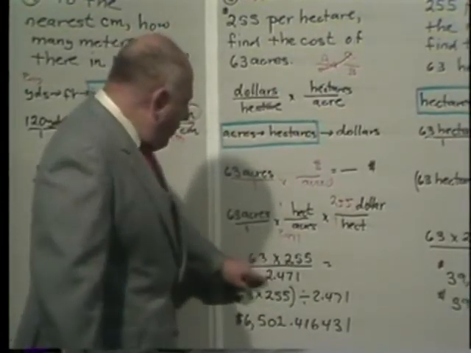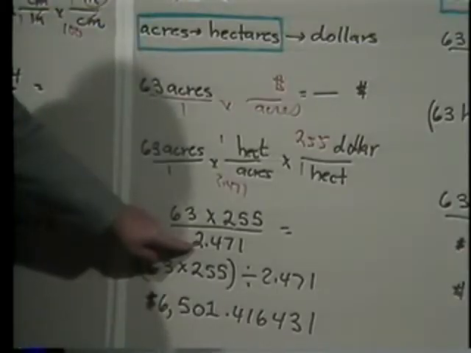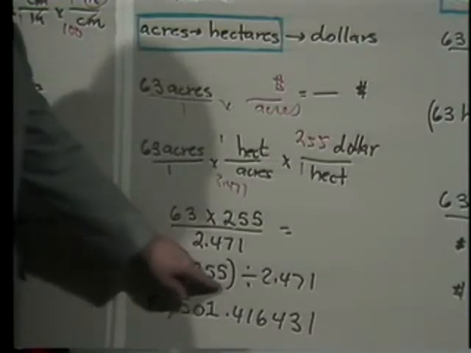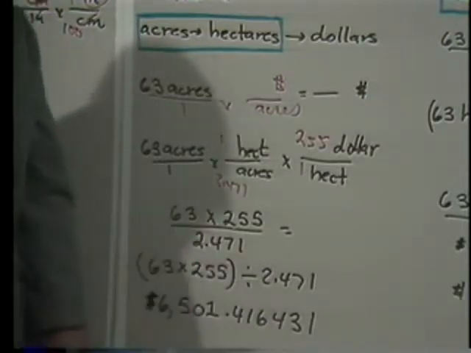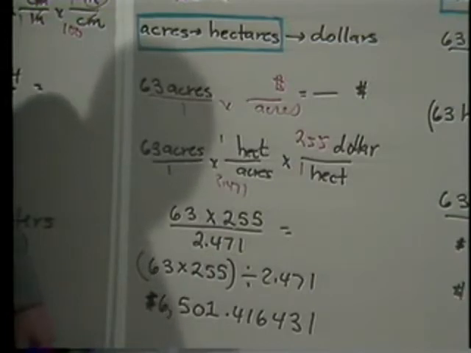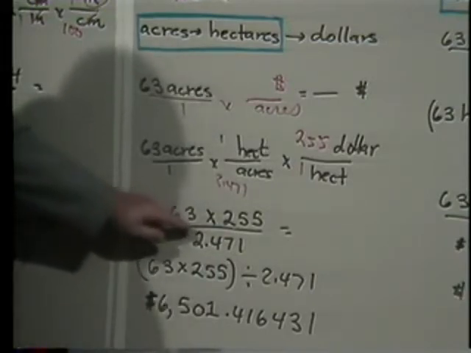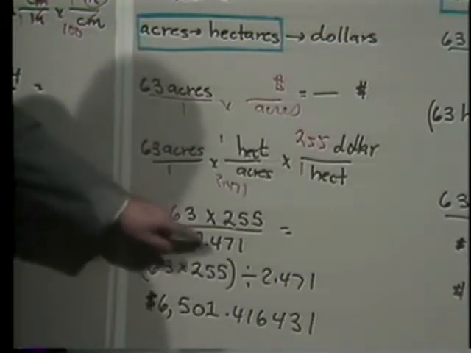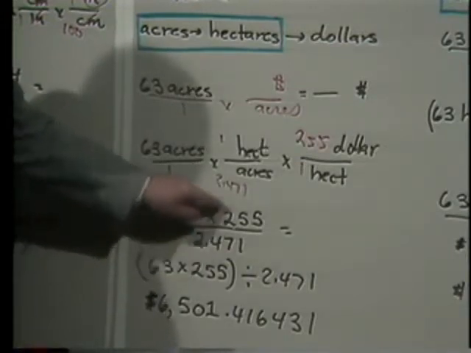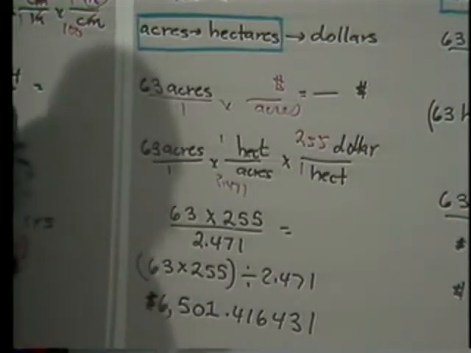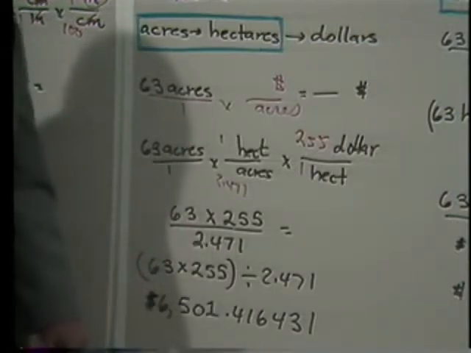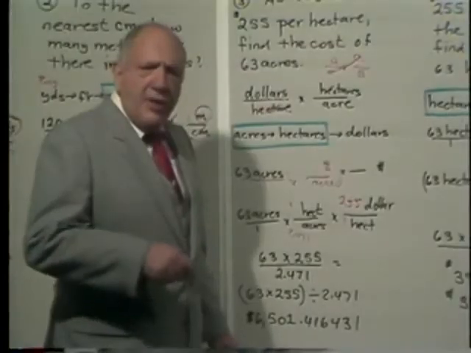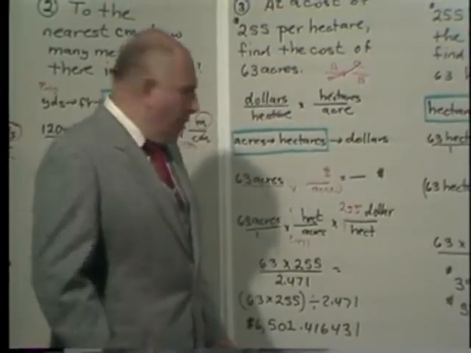And again, for those of you who don't like the fractional notation, in terms of your calculator, you read this as 63 times 255, and whatever answer you get, you divide that by 2.471. By the way, the multiplication and division can be done in any order you want. You could have taken the 63, divided that by 2.471, then multiplied by 255. If you're new at using the calculator, I would suggest fooling around with these things and seeing what you can and can't do with the calculator.